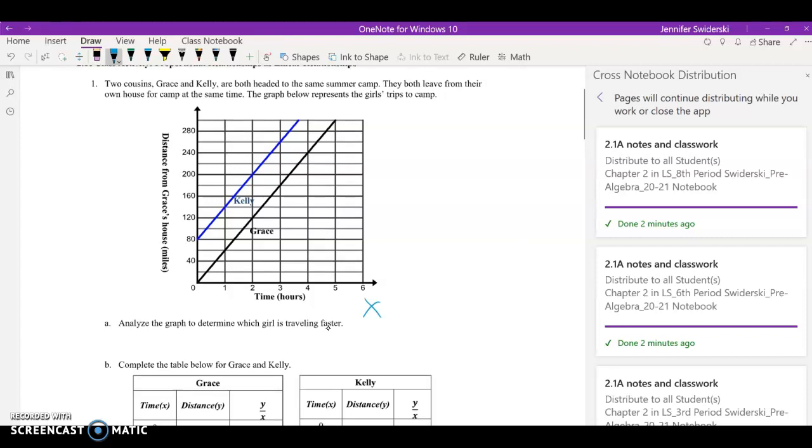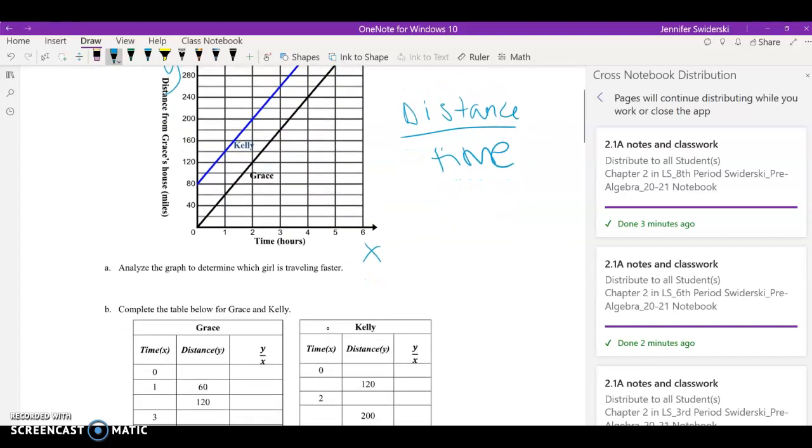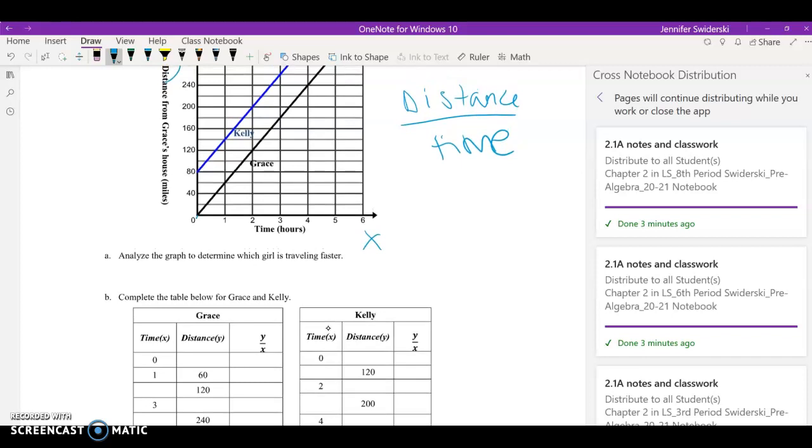Well, here's my x, here's my y. So I know distance was my y over time is my x. So if I look at this, they want me to look at my friend Grace. Well, it says here, time 0. If Grace hasn't left yet, that means she hasn't gone anywhere. So y over x would be 0 divided by 0, which is just 0. Here they say in 1 hour, Grace is 60 miles from our house.